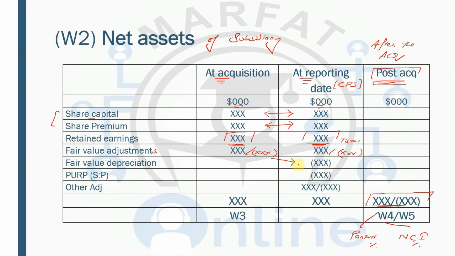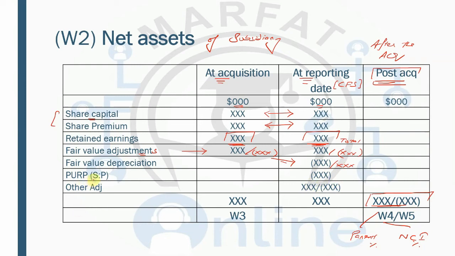Why are we taking the depreciation only at the reporting date? Because when you do the revaluation, the extra depreciation is actually charged at the reporting date rather than on the same day. So when we are doing the fair value adjustments, we are doing it at the date of acquisition, and the depreciation will be charged at the reporting date. So when there's an upward fair value adjustment, the depreciation will be deducted, and if there's a downward one, the depreciation will be added back.